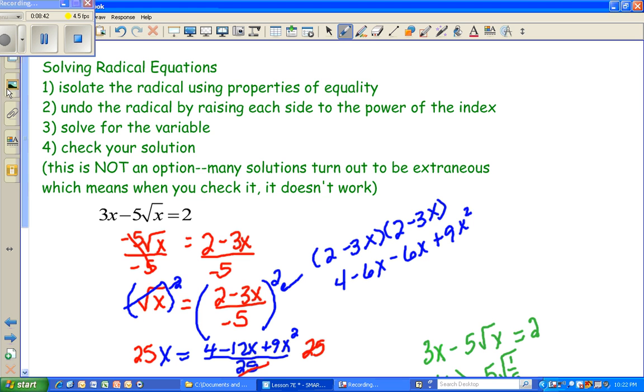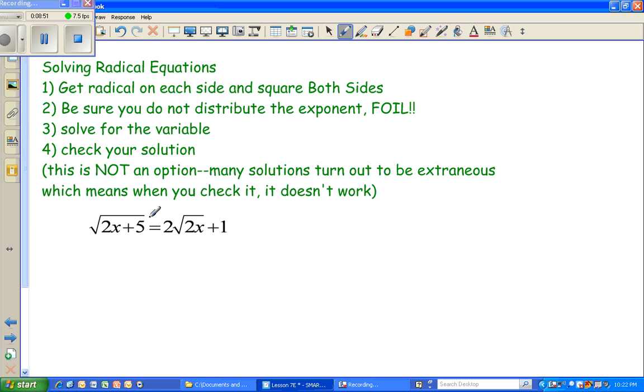Okay, so that one's a little bit more involved just because once you get rid of the radical, you still had a pretty complicated equation to solve. All right, so here's one where we have two radicals in there, so it's not possible to get it by itself. You kind of skip over step 1 and go straight to step 2, where you're going to square each side. And a square root will undo a square, so you get 2x plus 5. Okay, and then you've got to FOIL this one out.